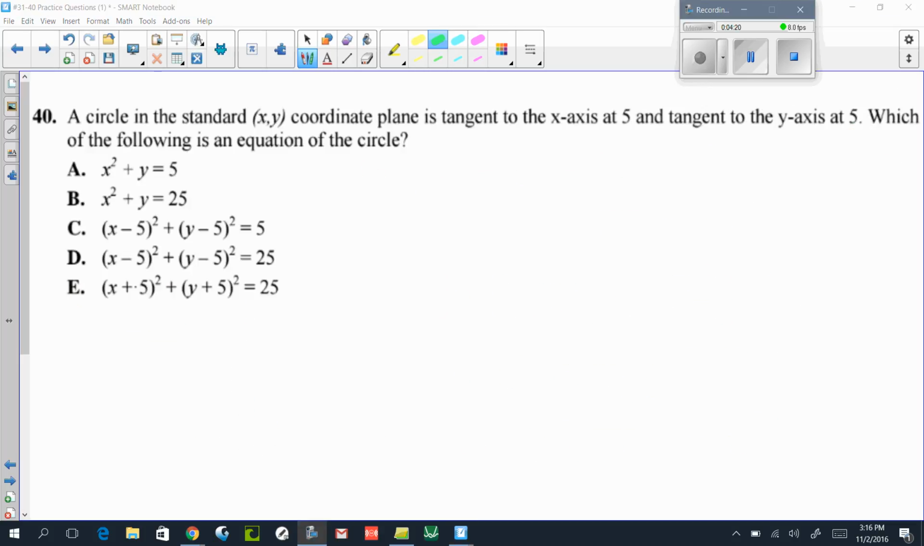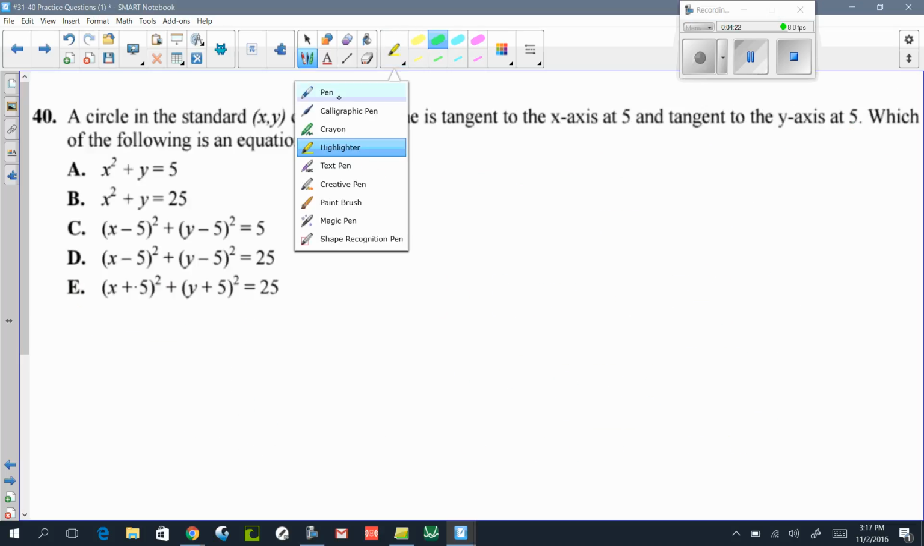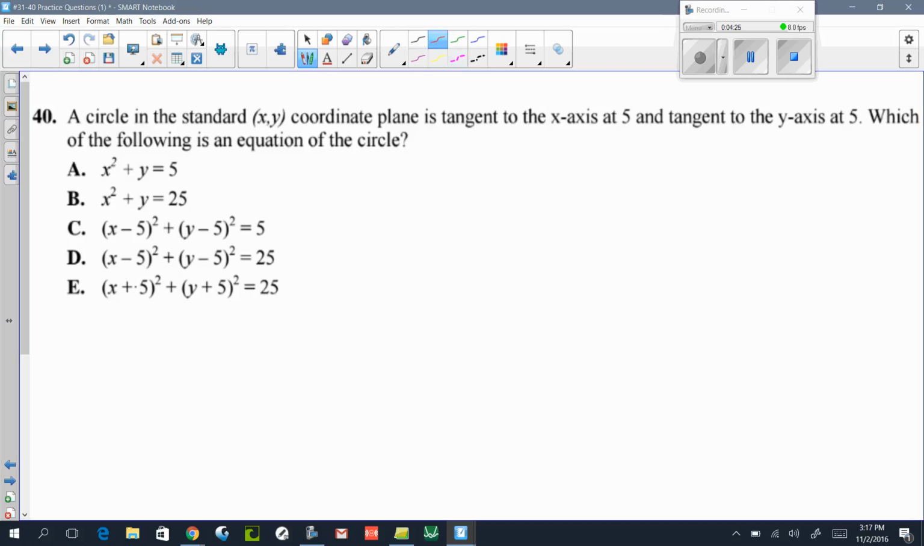All right, the last question, and probably maybe the most valuable one I've looked at since the beginning of this course, is number 40. This has to deal with circles. I'm not sure if we spent a lot of time talking about circles in math, but the basic formula for the equation of a circle is x squared plus y squared is equal to the radius squared.